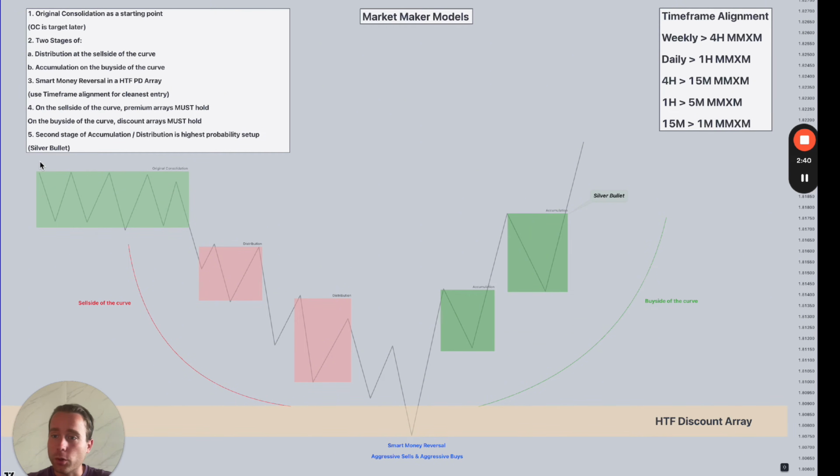And ICT talks about the silver bullet in market maker models. That's the second stage of accumulation or distribution, and that's the highest probability setup. So if you see this happening on your chart, in the market maker buy model, the second stage of accumulation is your silver bullet. This is your highest probability entry because you already know we're going for the target. That's the original consolidation, so make sure you're aware of this depiction.